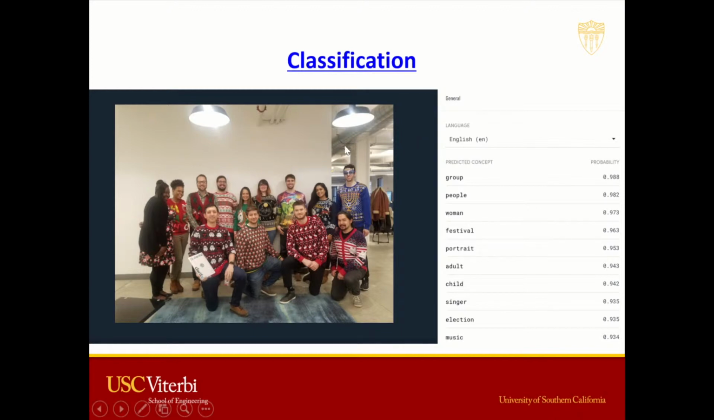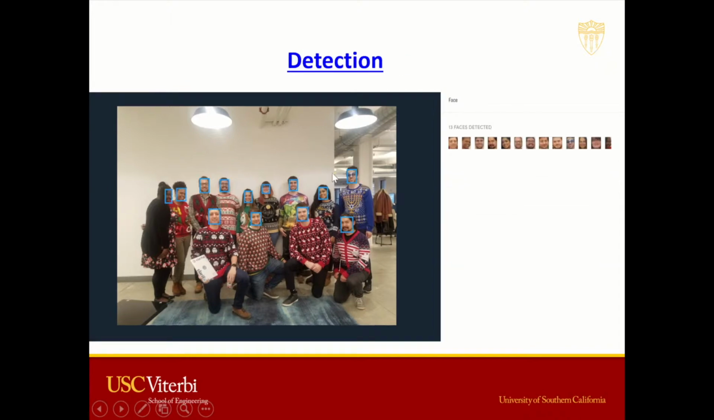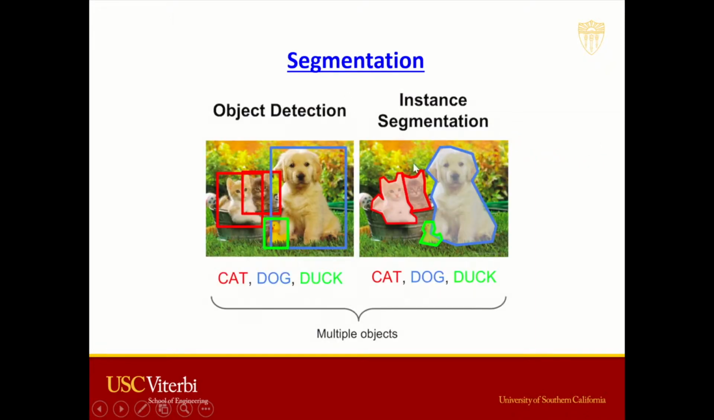Here is an example about classification. We can classify this image into these labels and with probabilities. And this is detection by using facial detectors. And this is segmentation. We label and classify each pixel.